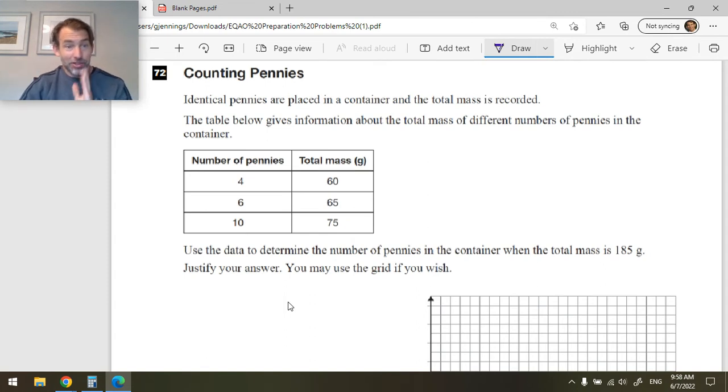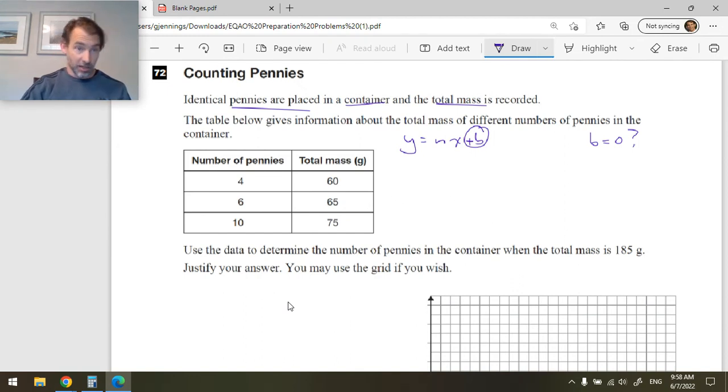Again, I just use an equation. I'm going to do this faster than I did the previous question, but you'll see why. So I know it's going to be y equals m times x plus b. And b, I suspect, is going to be 0, because if there are 0 pennies, you would think... but the total mass, I think, includes the container and the number of pennies. So I think b might be the weight of the container, m is the weight of 1 penny, and x is the number of pennies.